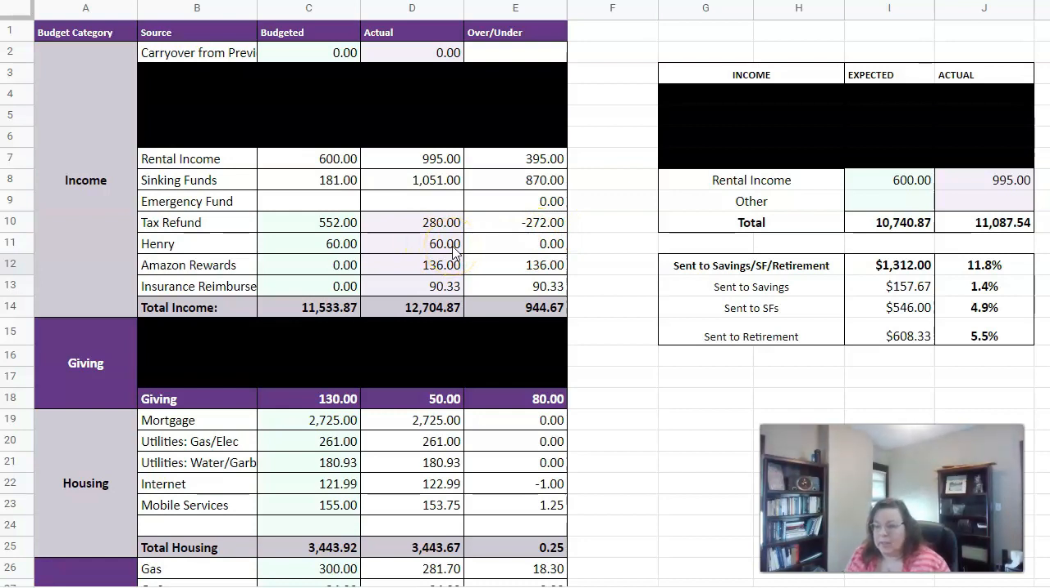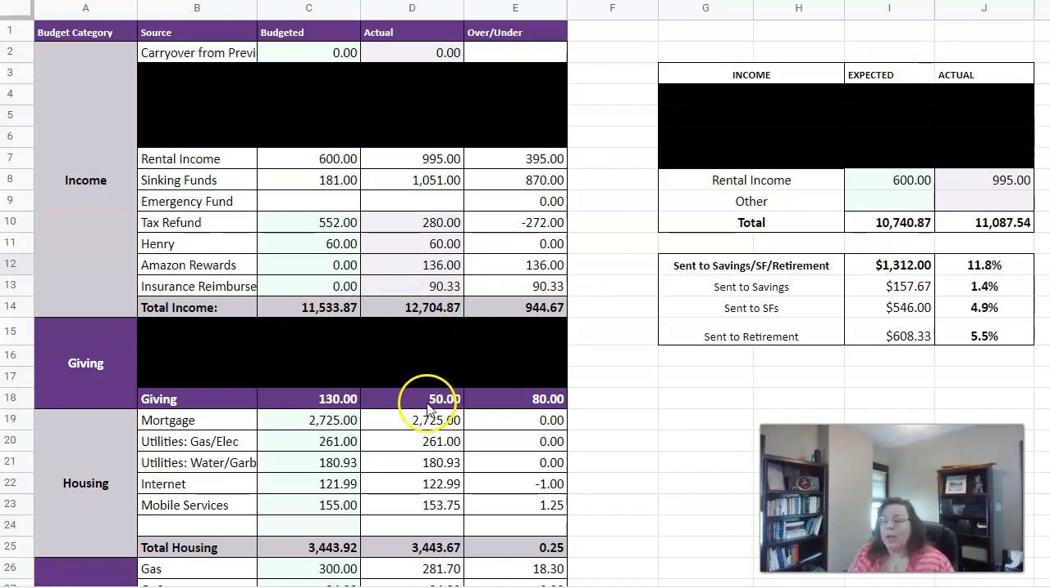Henry gave us $60 for his tax filing, and then Amazon rewards, I ended up pulling those in to pay for our annual Prime renewal at $136, and it was a $140 expense. Insurance reimbursement was unexpected, and that came in at $90, bringing our total income to $12,704. So that's what we had to work with in actuality, as opposed to the original plan of $11,533, which you can see is several hundred more than what we planned.